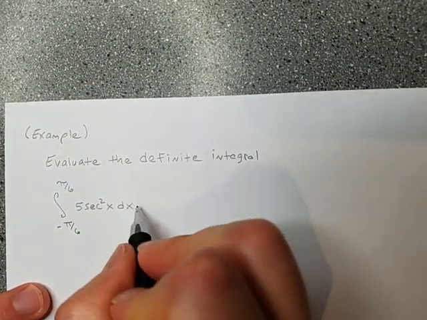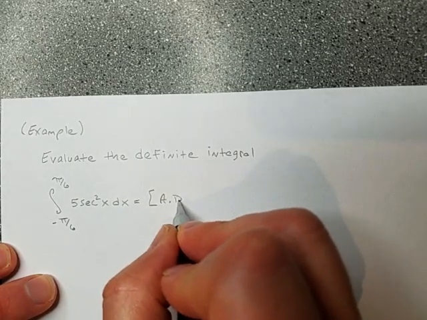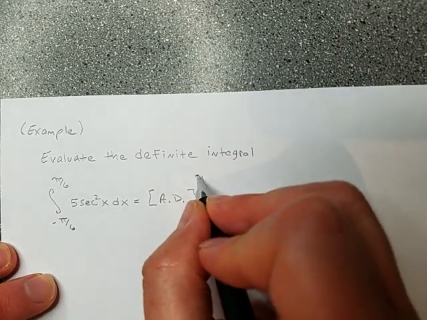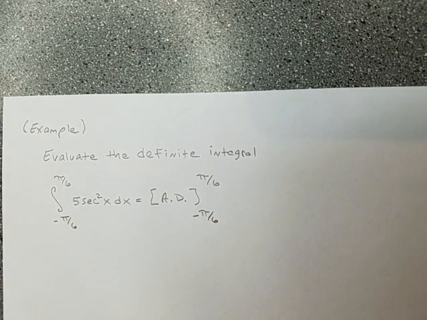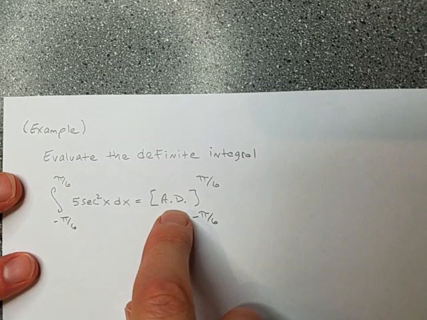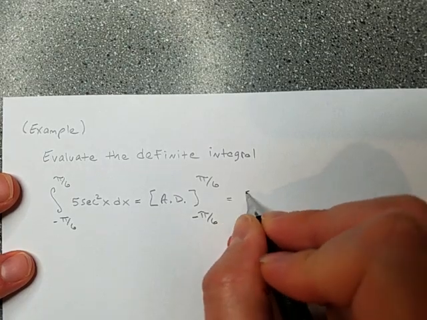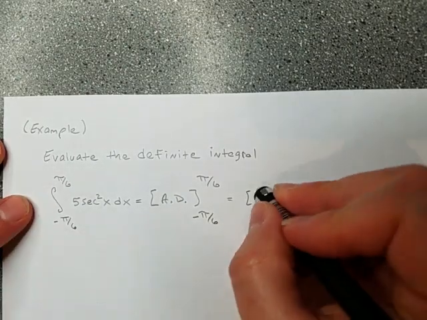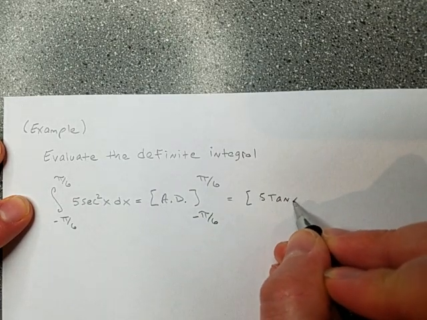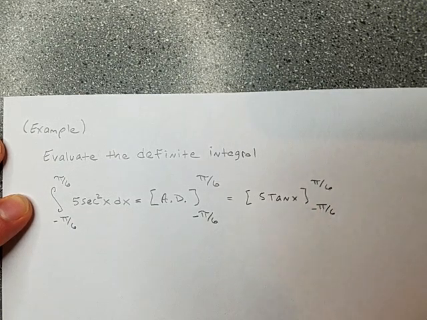Now, the overall strategy is the same, and that's that I need to find the antiderivative and evaluate it between negative pi over 6 and pi over 6. So, yes, I got to do that. But how you find the antiderivative on this problem is different than the other ones. Okay? And I would say easier. What do you think about this? Let's do 5 times tangent of x, from negative pi over 6 to pi over 6. Would that be it?